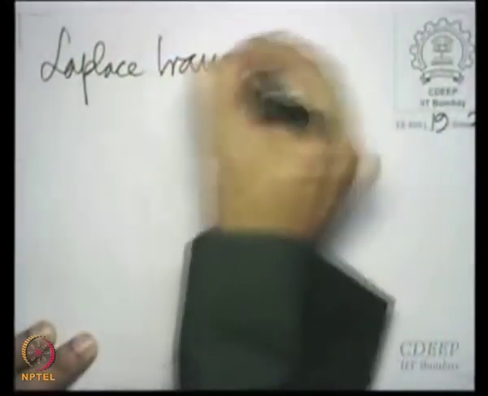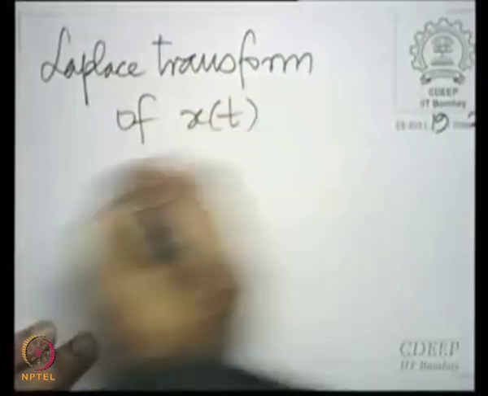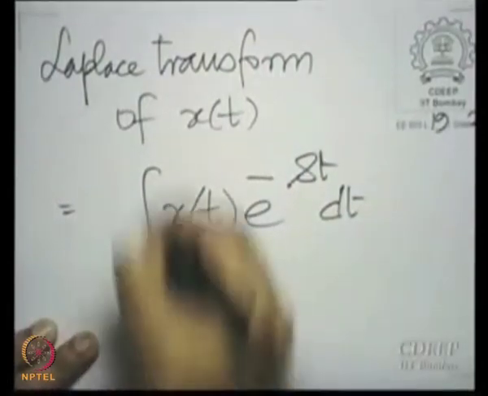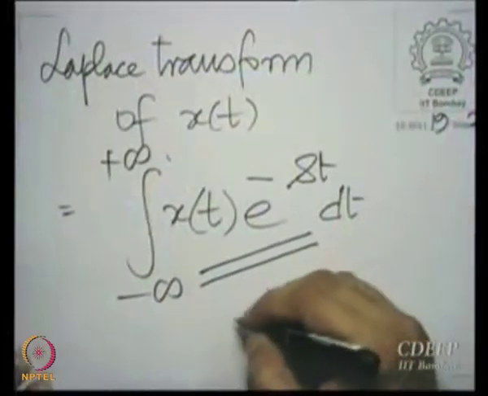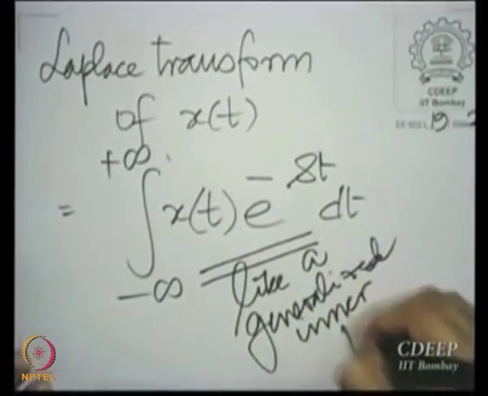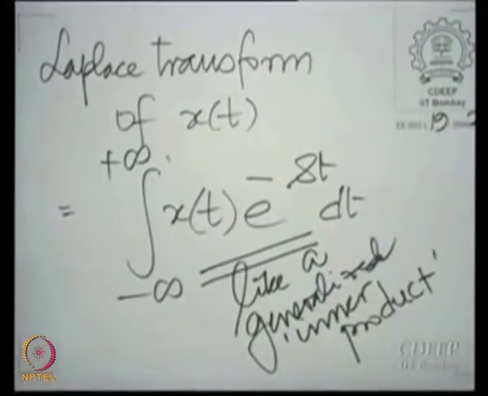In fact, if you just recapitulate what the Laplace transform is all about, the Laplace transform of a function x(t) is essentially x(t) e raised to the power minus st dt integrated over all t. Essentially, this is the generalization of the idea of a dot product, or inner product, like we've seen before. In some sense, it is like finding the component of x(t) along not a sinusoid, but a sinusoid multiplied by an exponential. And the real part of s gives you the exponential, and the imaginary part of s gives you the frequency of the sinusoid.